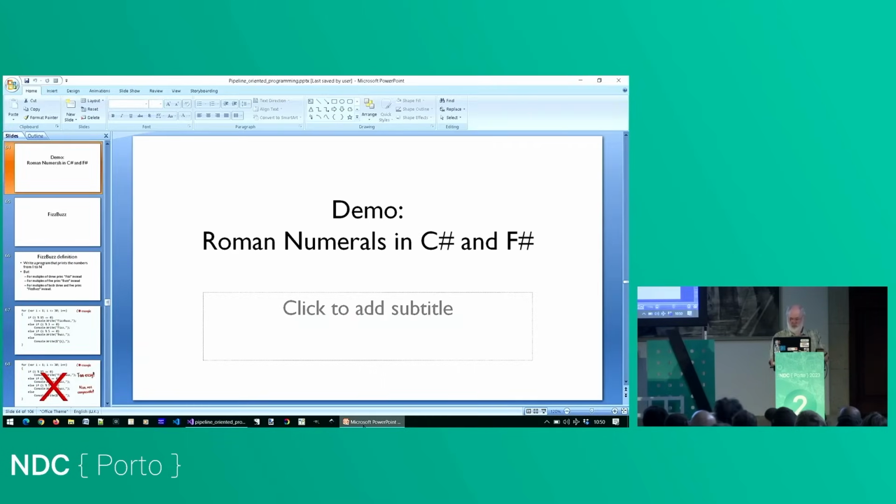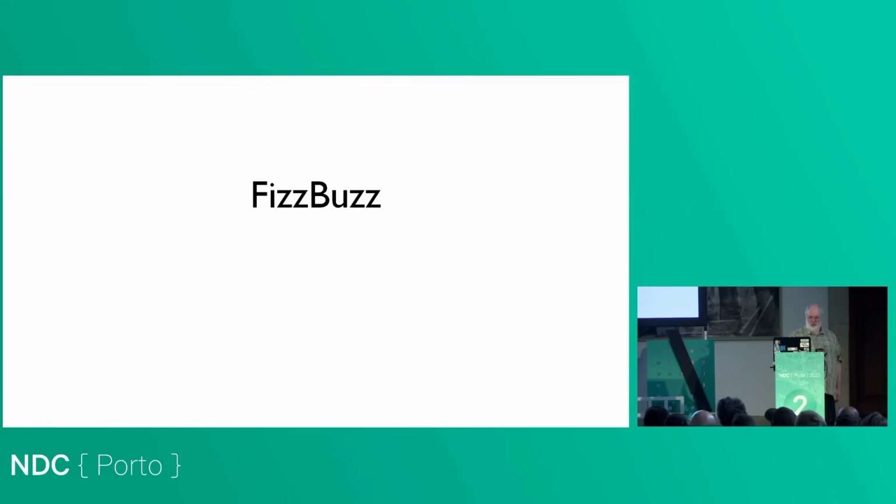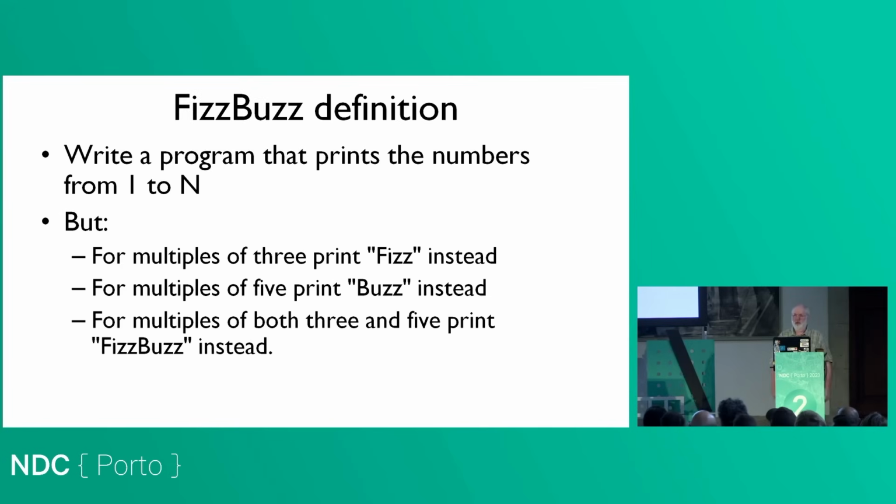Right. Now let's talk about FizzBuzz. If you're not familiar with FizzBuzz, you're going to write a program that prints numbers from 1 to n, but if it's divisible by 3, you print fizz instead of 3, and for 5, it's buzz, and for 15, it's FizzBuzz, and so on. Hopefully, you will know how this works, right?